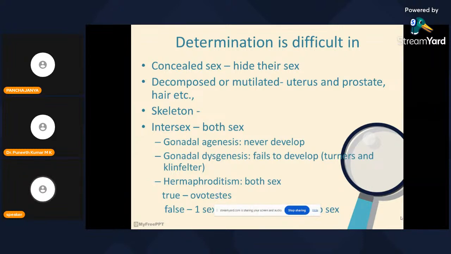And in a decomposed or mutilated body, where the body is completely decomposed or chopped or fragmented, determination of sex is very difficult. At that time, you have to go for identification of the uterus and the prostate, because the uterus and the prostate are the last organs to decompose; they take a long time. Based on that, we can identify whether the given body is male or female. And based on hair, when we get a hair, by trichoscopic or trichological analysis we can differentiate whether the person is male or female.